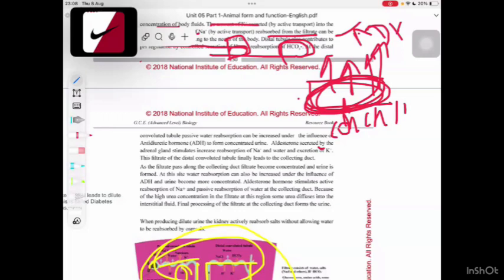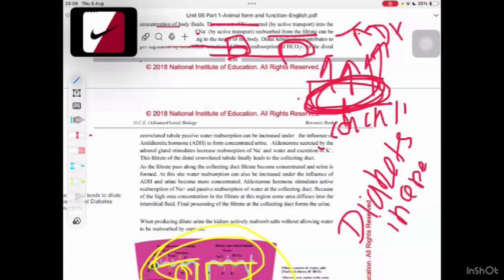What if we didn't have this ADH hormone? It would lead to diabetes. It's not in your RB. You are going to learn about diabetes mellitus only in your syllabus. Here it's going to be the diabetes called diabetes insipidus, right? Diabetes insipidus. In this case, dilute urine is produced.